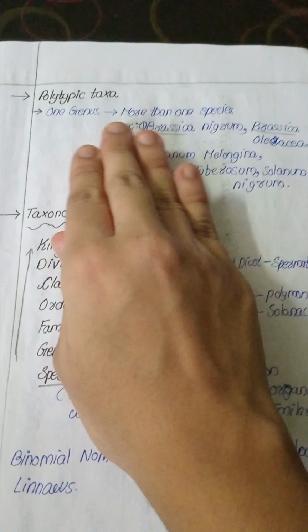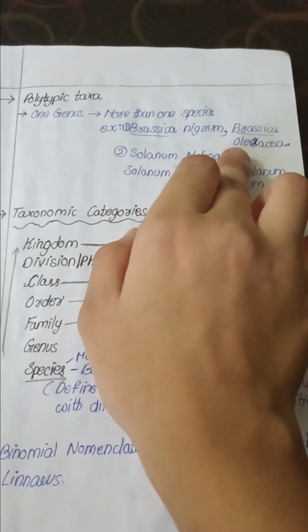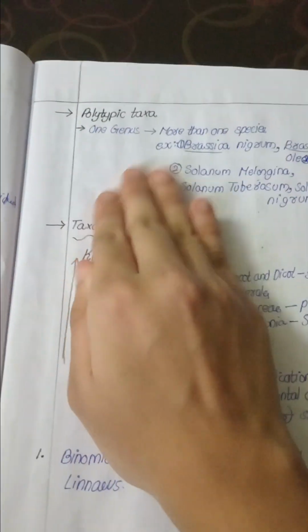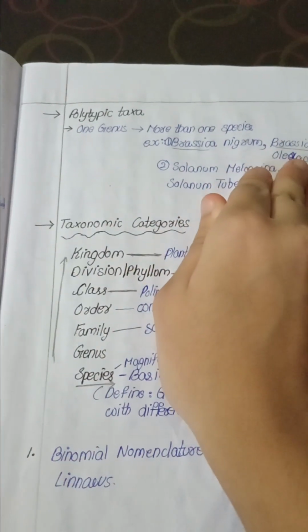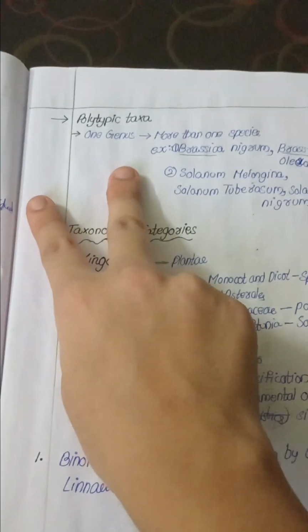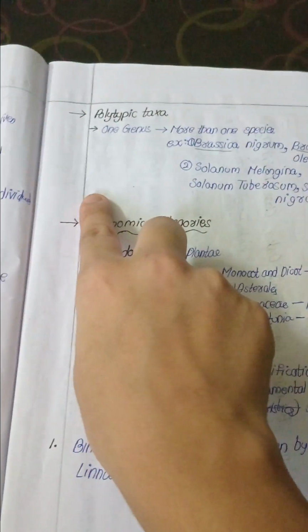Polytypic taxa, one genus, more than one species. Example: Brassica nigra, Brassica oleracea. Polytypic taxa means the genus name is same and the species name is different. I mean, sorry, the two organisms have the same genus name, but the species names for those two organisms are different.